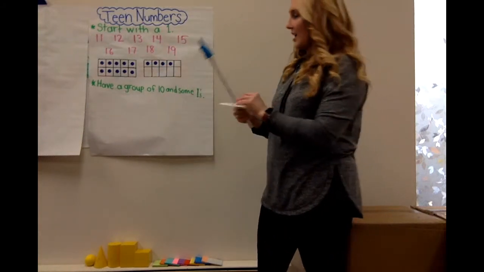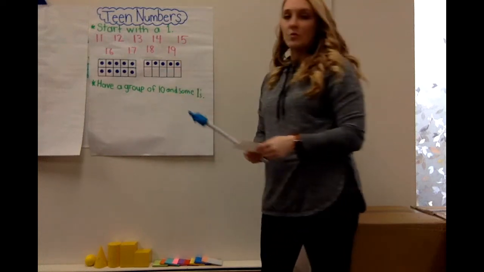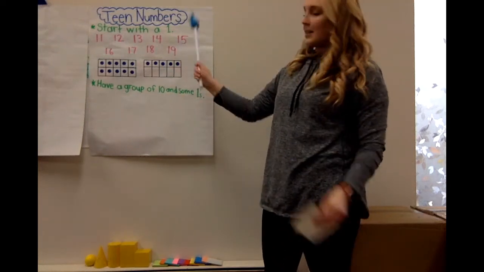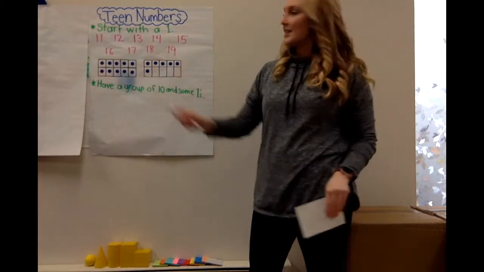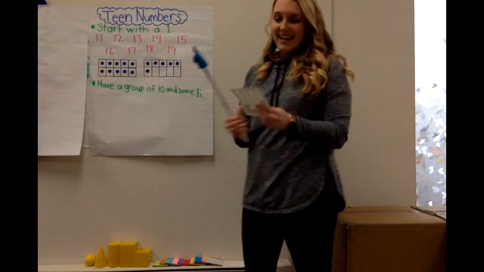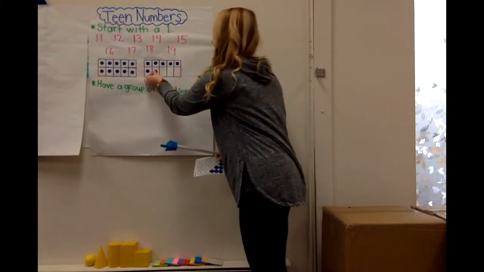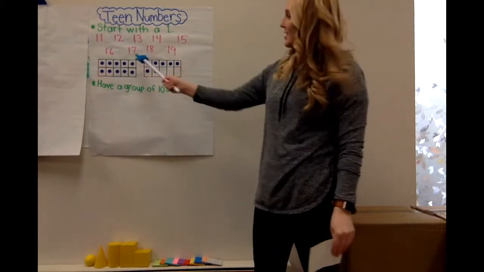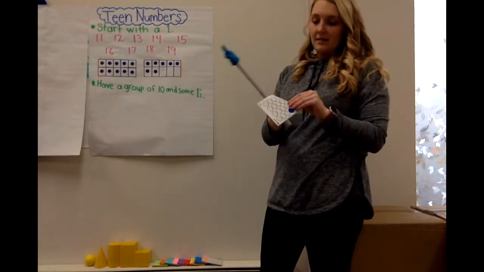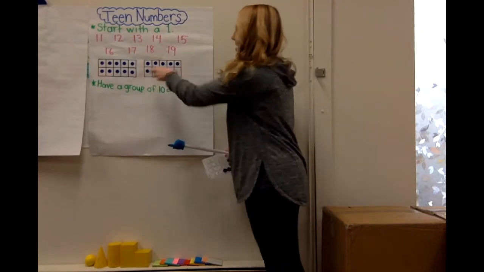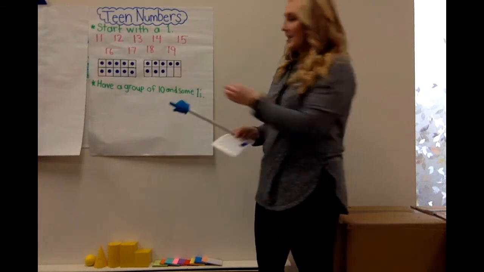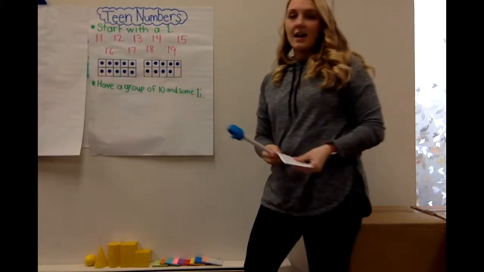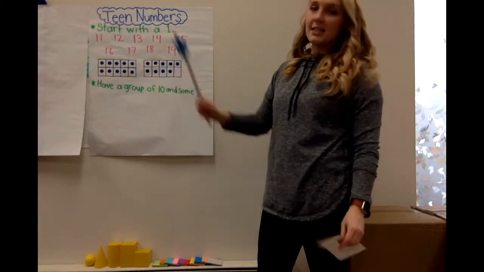If I have 10 and 5 extra ones, that's the number 15. 10 and 6 extra ones is the number 16. 10 and 7 extra ones is the number 17. 10 and 8 extra ones is the number 18, and 10 and 9 extra ones is the number 19. Awesome job. Let's look at it another way.